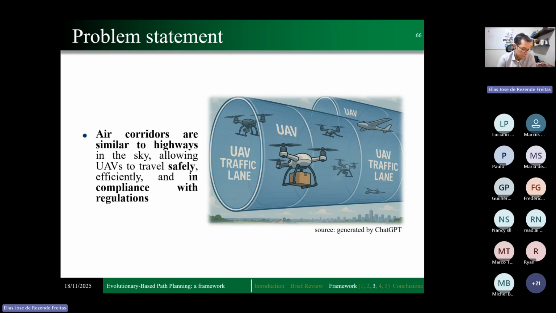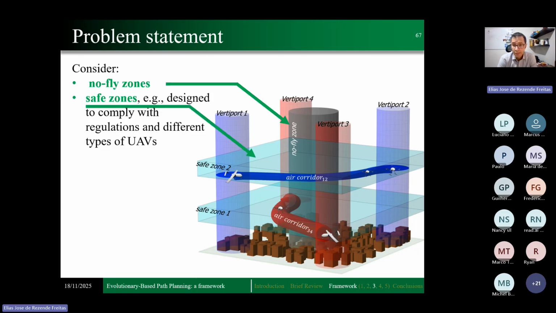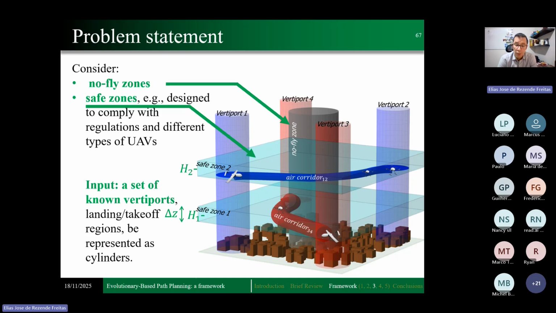in compliance with regulations. For that, we consider some areas where the UAVs cannot circulate, the no-fly zones, and safe zones designed to comply with regulations for different types of UAVs. To specify that, we set the height and the width of this safe zone. As input of our algorithm, we consider a set of vertiports, that is, land takeoff regions, represented as cylinders.